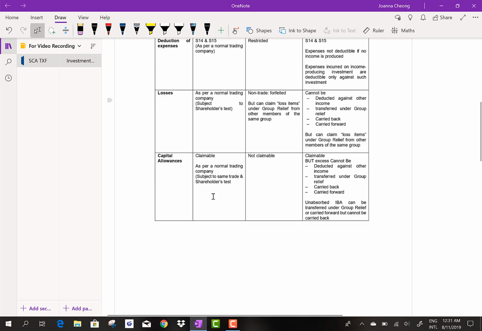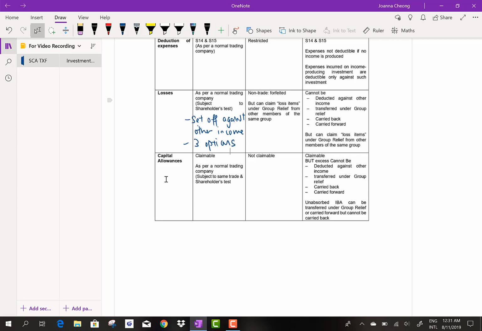Now, losses, can they claim? All right, in the event they incur trade losses, firstly, you are allowed to set off the losses against other income that a company may earn. Other income, because this company may have non-business source income, so you can use it to set off. And if all the income becomes zero, or rather, in the event there are still losses, they can actually utilize the losses in terms of transfer, carry back, and carry forward, which you will learn in another topic.